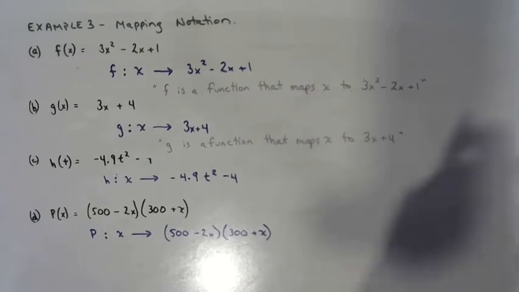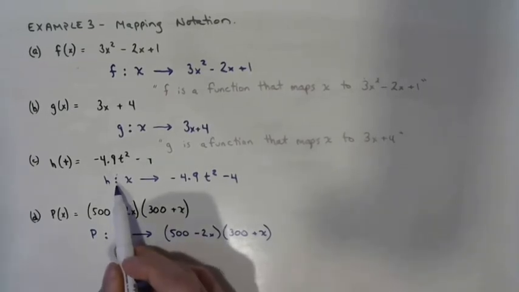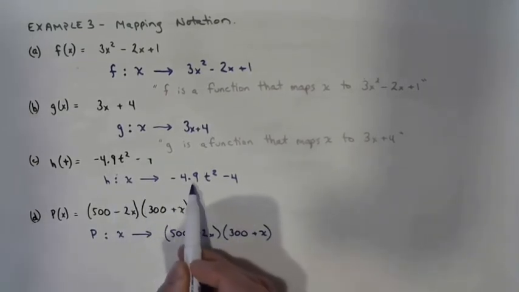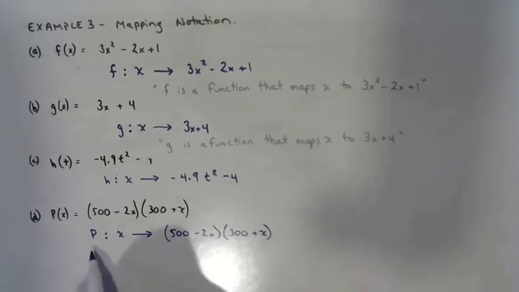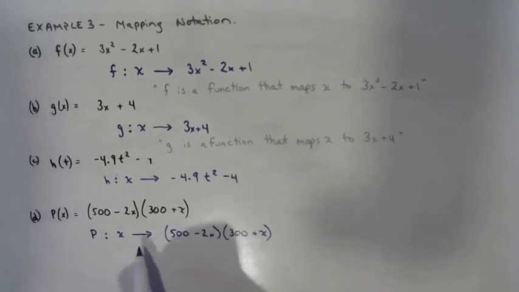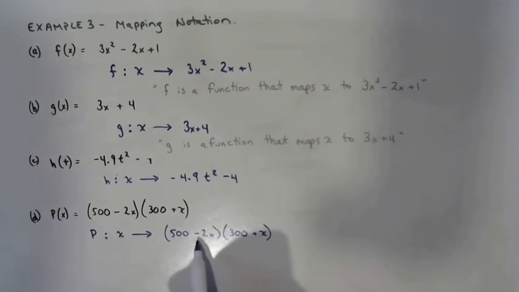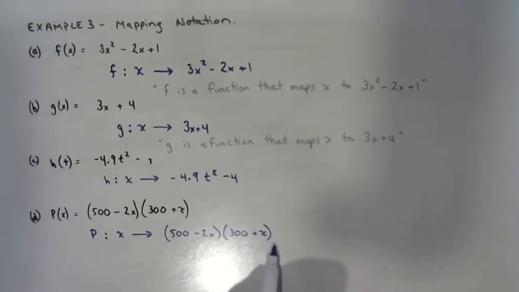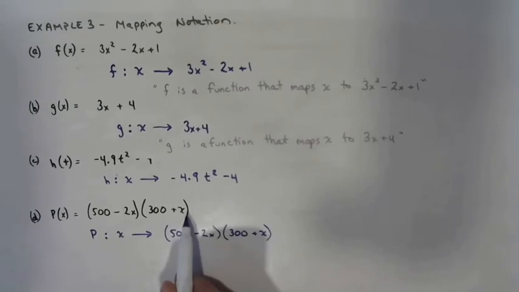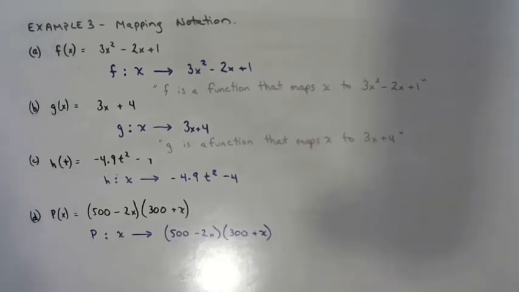All right. H is a function that maps x to negative 4.9 t squared minus 4. And P is a function that maps x to 500 minus 2x times 300 plus x. Now this is mapping notation. You can now go from mapping notation and develop your function, or you can take your function and write it in mapping notation.